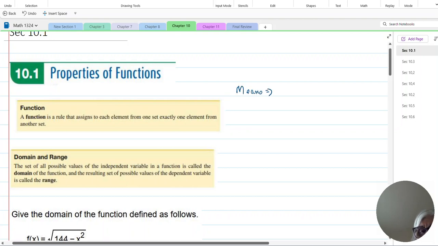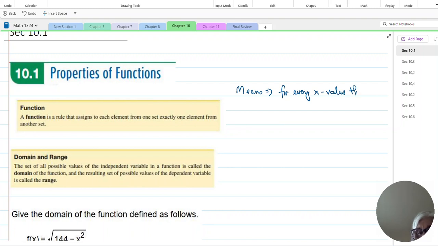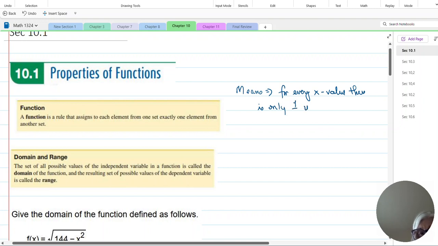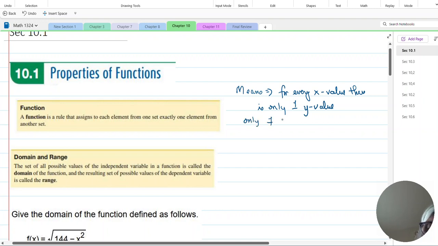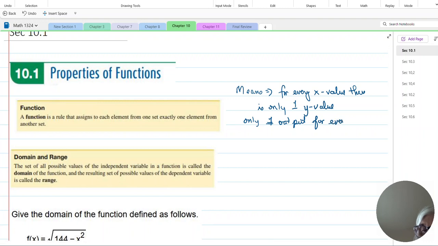It means for every x value, there is only one y value. In other words, x does not have more than one output. And this defines what we need to know about a function.